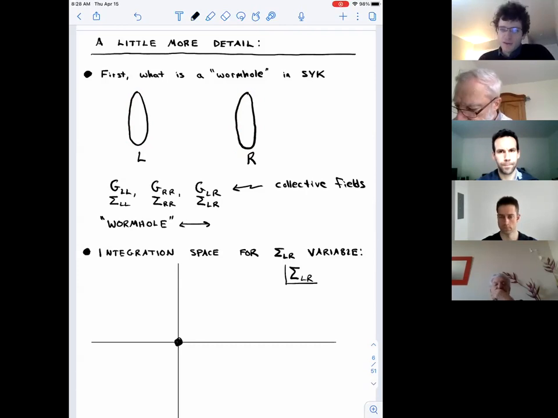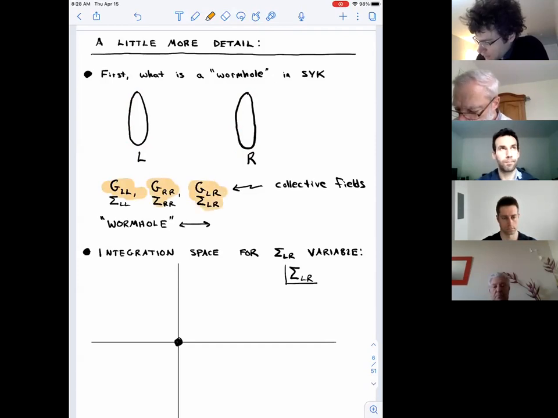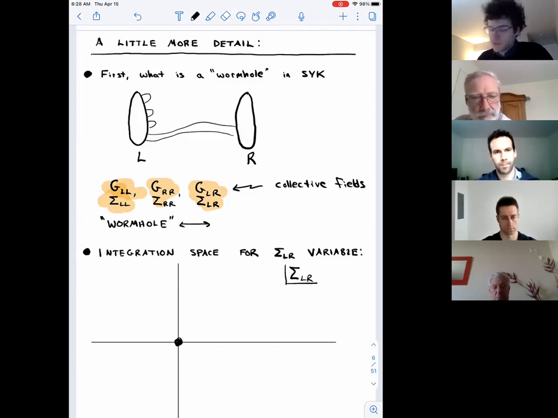And the way that the bulk description of the SYK model works is that it's described in terms of these fields, G left left, G right right, G left right, that express correlation between the two different systems. So G left left expresses correlation between the left system and itself. G left right expresses correlation between the left and the right system.